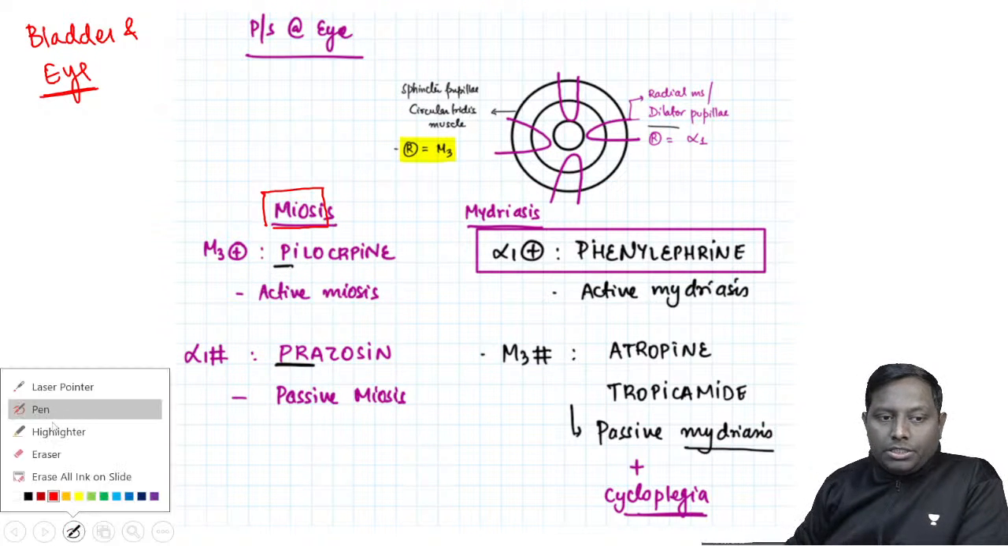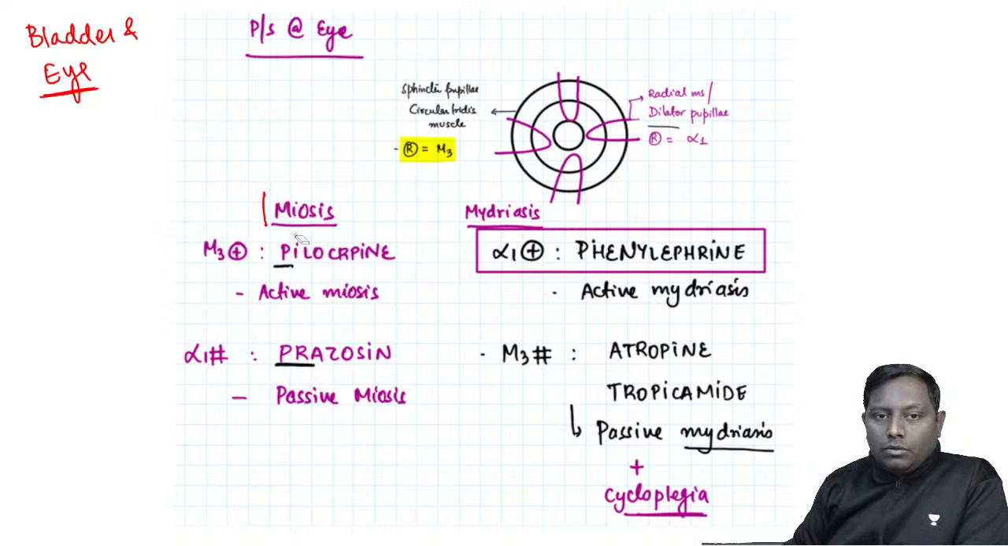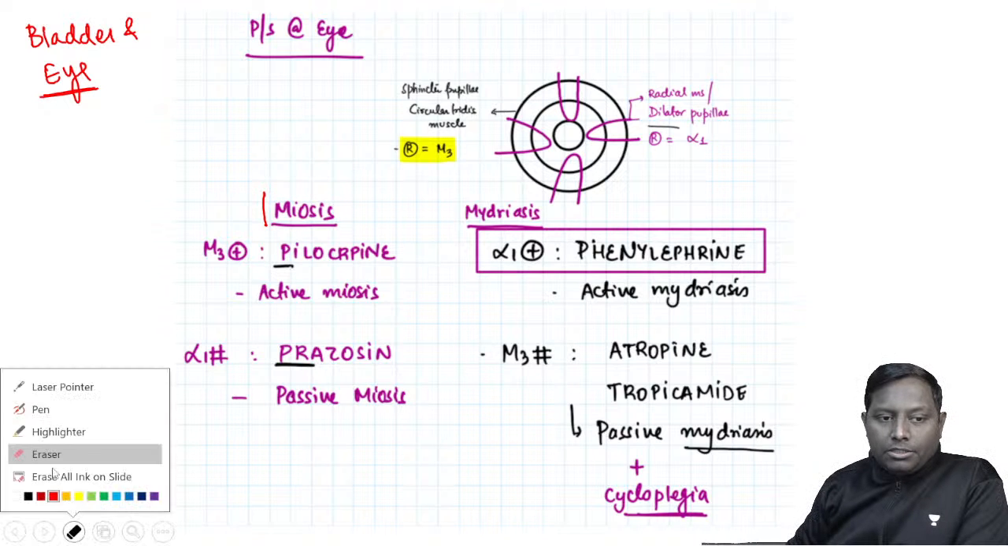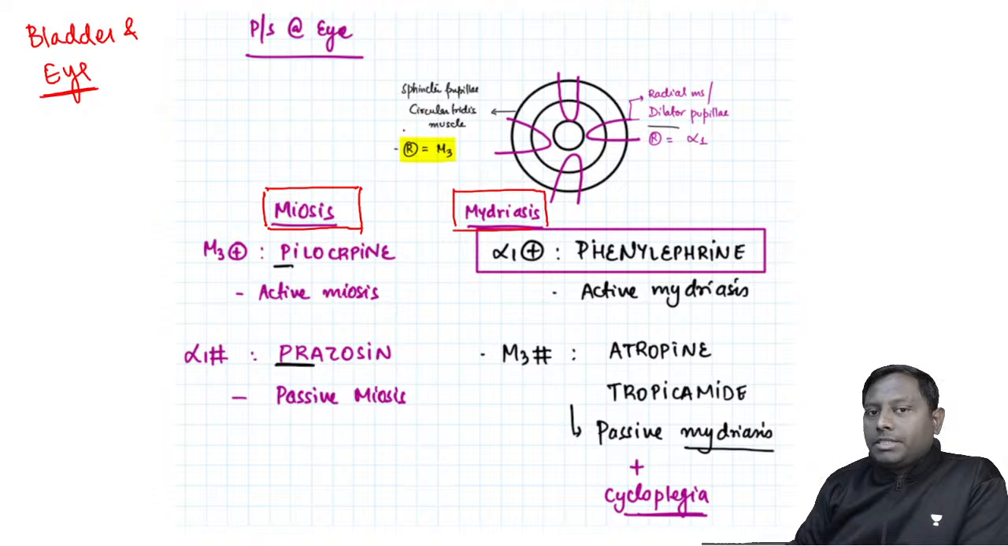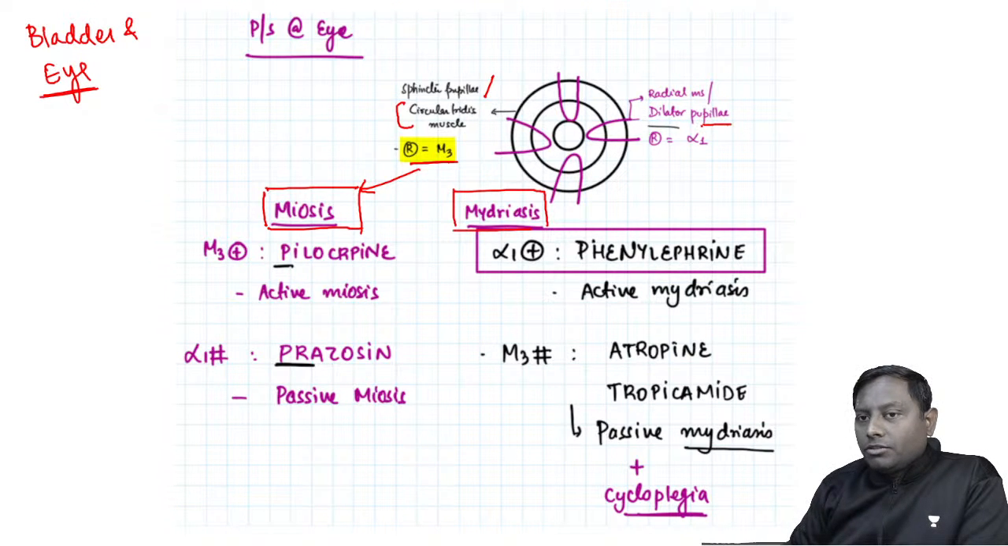For the miosis, what is the name of the receptor that is going to cause miosis, guys? We have circular iridis muscle, also known as sphincter pupillary muscle. They have M3 receptor and they are going to cause miosis. For the mydriasis, we have radial muscle, also known as dilator pupillary muscle. They have alpha 1 receptor and they are responsible for causing mydriasis. So radial muscle is causing mydriasis, circular iridis is causing miosis.